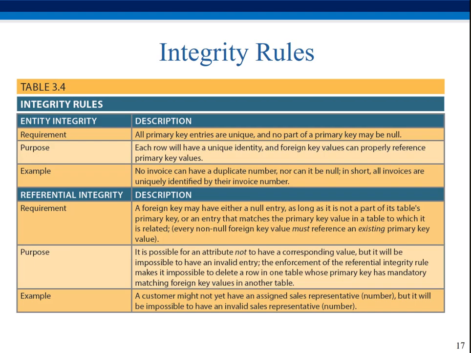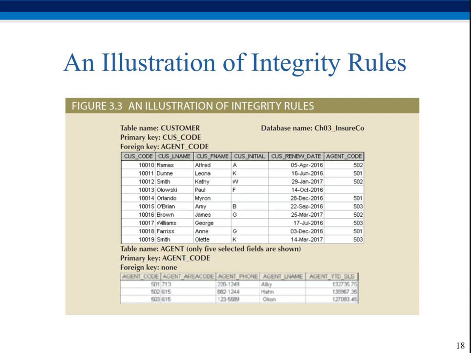And again, here are the integrity rules, very simple. But for referential, a foreign key must have either a null entry, and that is okay, as long as it's not part of its table's primary key. And the reason for that is you might have a student that might not have an advisor assigned yet. Sometimes what they normally do is create a 99 for advisor ID or 00, so that just means not assigned yet. And again, we have more illustrations of integrity rules in here.